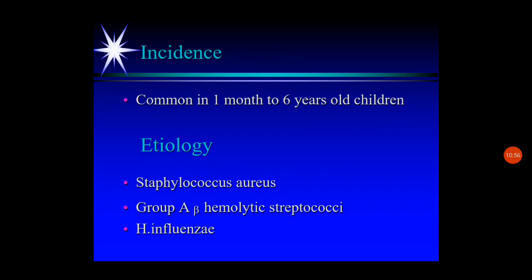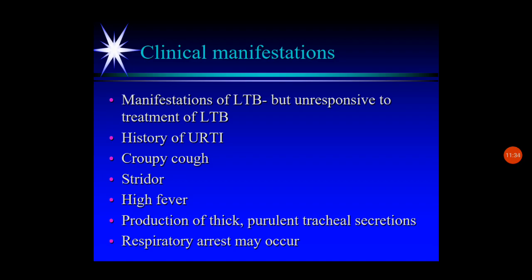The incidence is common in 1 month to 6 years old children. Very small children, it is very commonly seen. And regarding etiology, you can notice now the viral etiology is replaced with bacteria. Before, it was laryngotracheobronchitis with virus infection or epiglottitis with a virus infection. Now it is complicated, infected again with bacteria, and then it becomes bacterial tracheitis. So Staphylococcus aureus, group A beta hemolytic streptococci, Haemophilus influenzae can cause bacterial tracheitis. So it is the superadded infection or the complication of previously discussed croup syndromes.